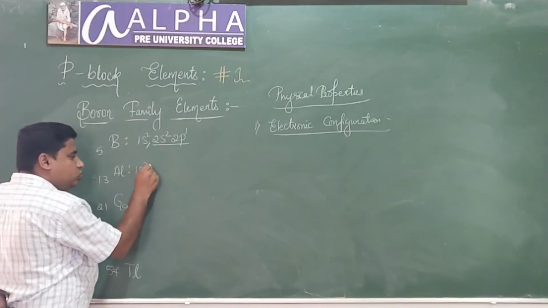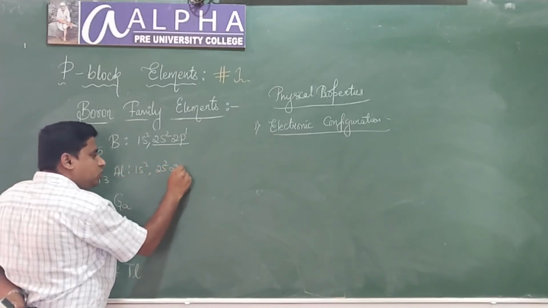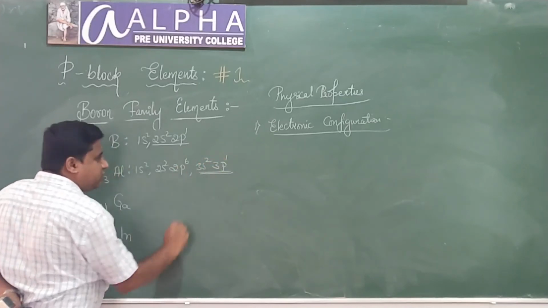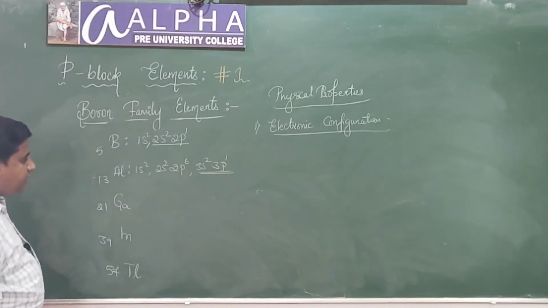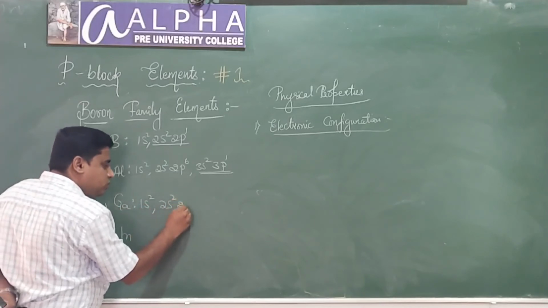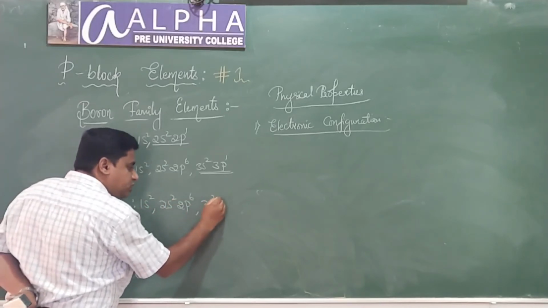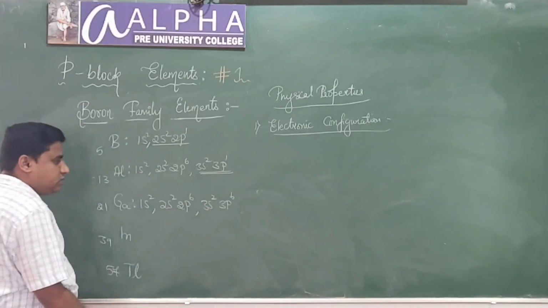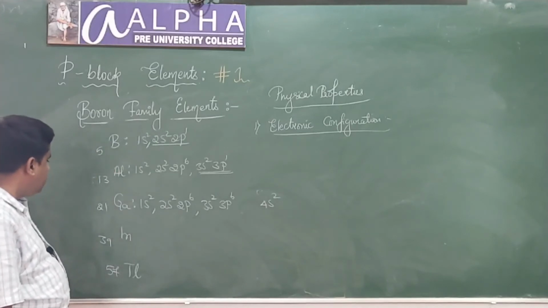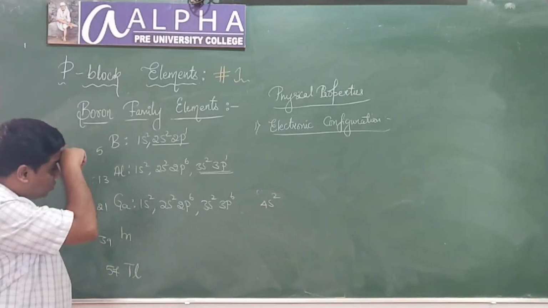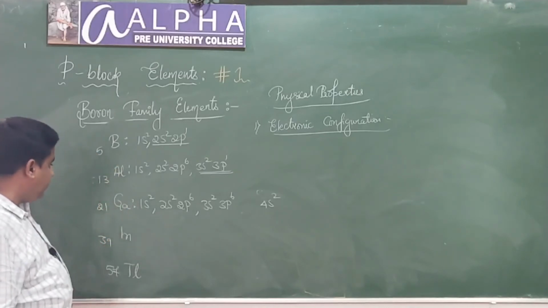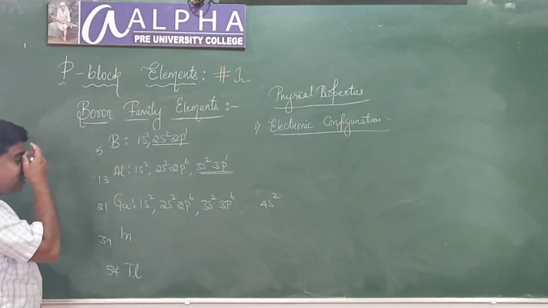Aluminium is 1s2, 2s2, 2p6, 3s2, 3p1, isn't it? 3p1, correct? Any doubts? Gallium: 1s2, 2s2, 2p6, 3s2, 3p6, 4s2, and then what? It's already 20. We are missing something here.